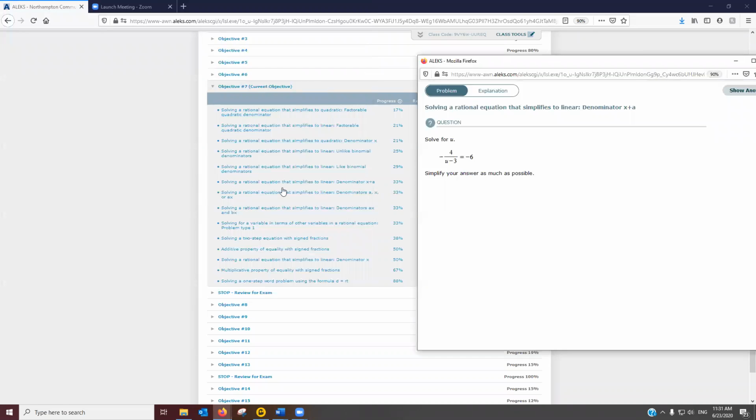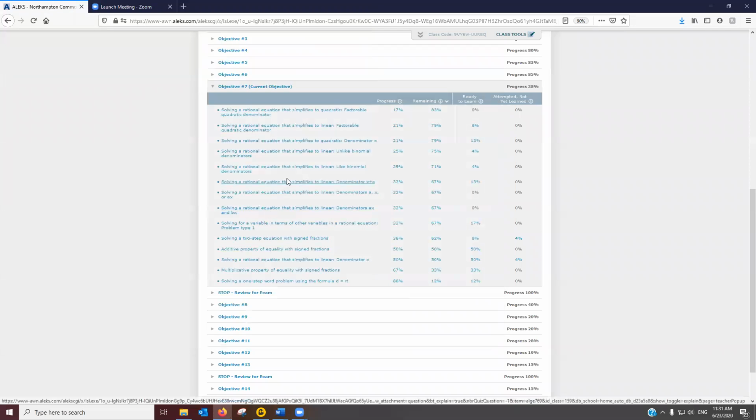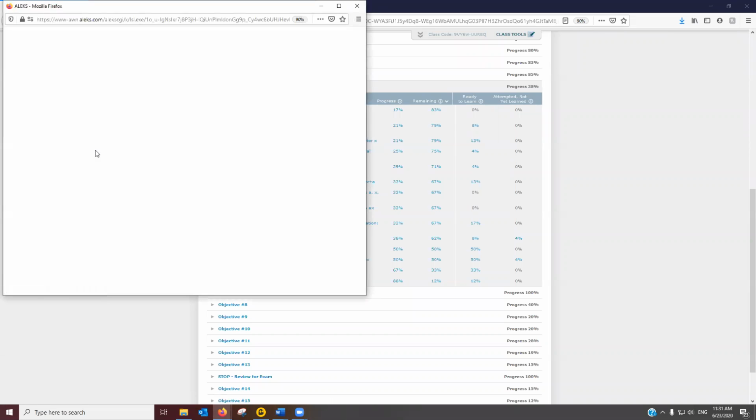And you could see Objective 7 is primarily solving rational equations. What that means is you want to be able to solve an equation that has rational functions in it, which means working with fractions. So let's take a look at a few examples here. There's really going to be one common thread for solving these kinds of equations, and that is get rid of fractions as the first step.